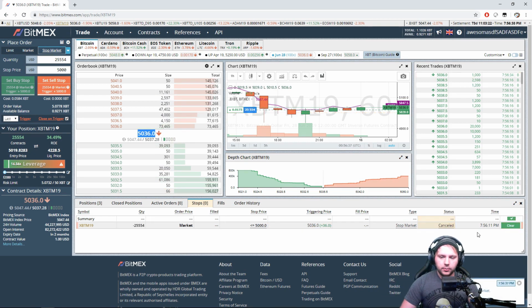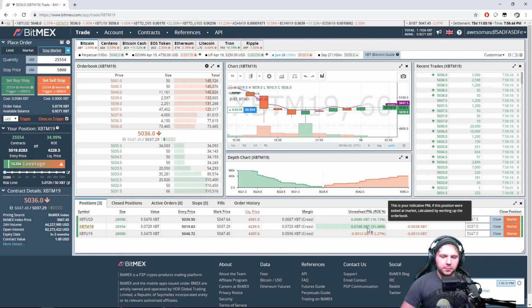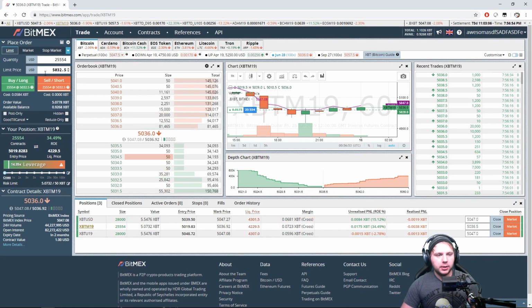Now, I don't want to do that. I'm pretty comfortable with my positions, and I want to see how they go. As you can see, XBTM is up big time. That is essentially how the platform works. I do want to go over a few more things because there are limit orders, which is how you establish a position in the first place, right? Say I want to establish a position right now.